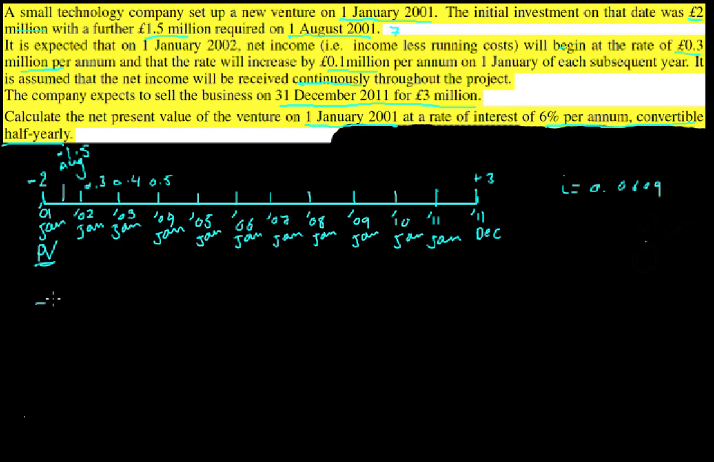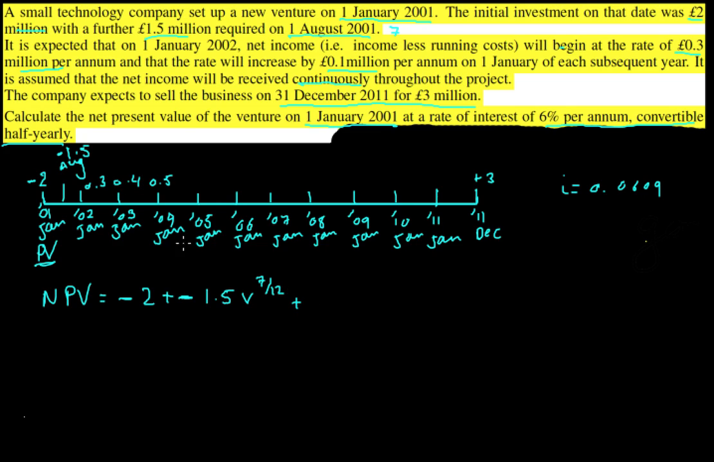So the first bit is minus 2. That's easy. Well, actually, I'll draw this a little differently. I'll just say that the net present value is equal to minus 2 plus, and then we've got a minus there, so in fact the whole thing is minus, but I'll just keep it as plus for now, 1.5 times v to the 7 out of 12 months, and then plus.